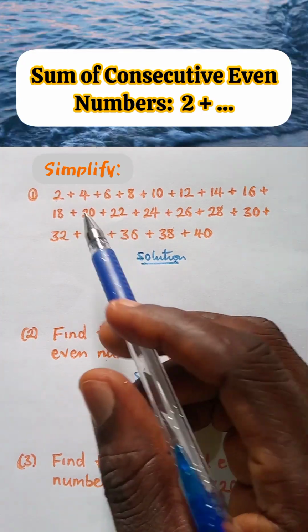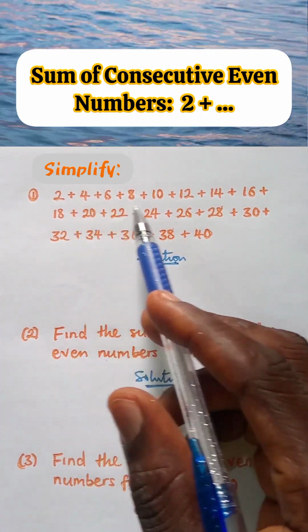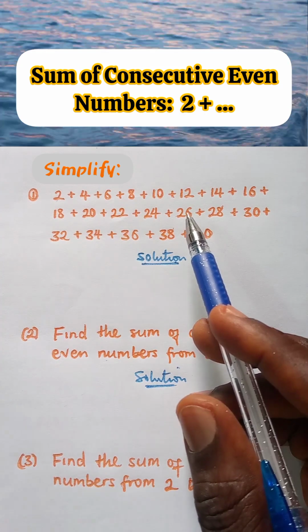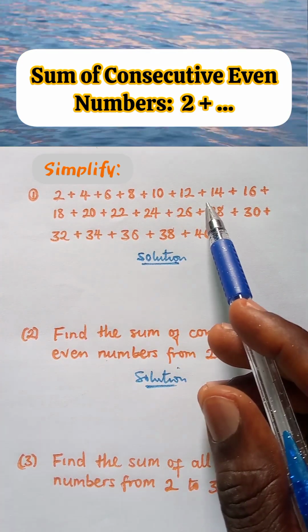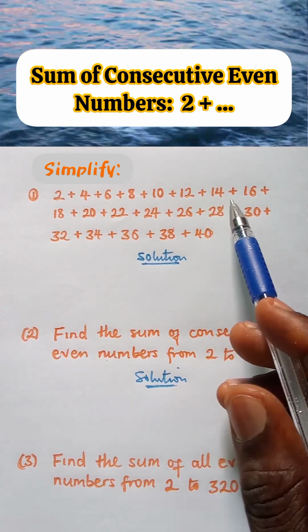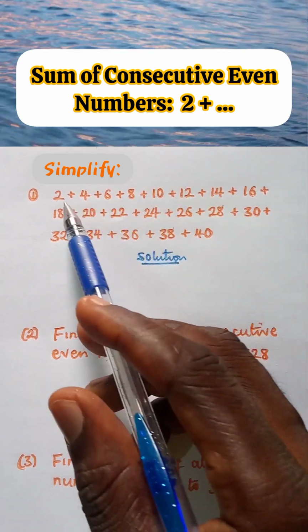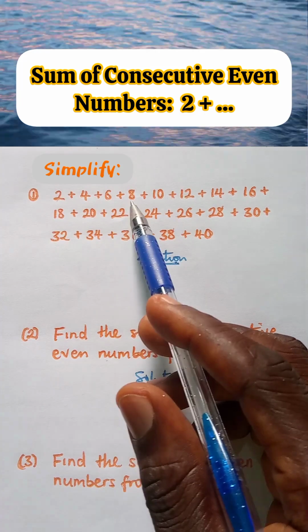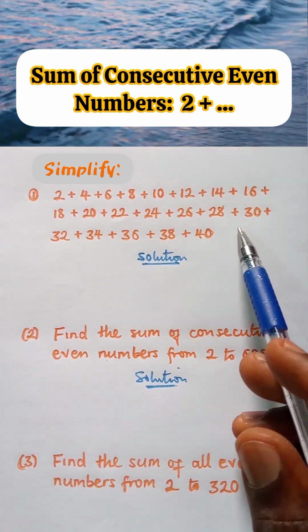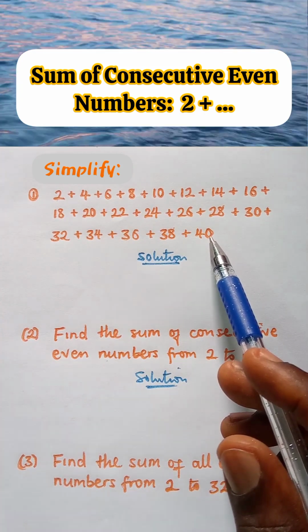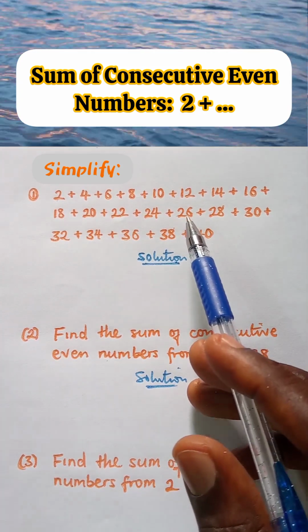We are to simplify this. If you look at this closely, all these numbers here are even numbers. So we are dealing with consecutive even numbers, okay? Starting with 2 plus 4 plus 6 plus 8 plus 10 plus 12 plus 14 plus 16 down to 40. We are to add all these numbers together.